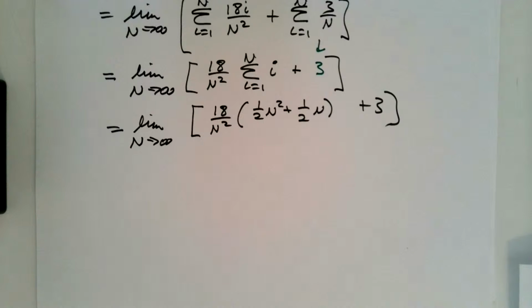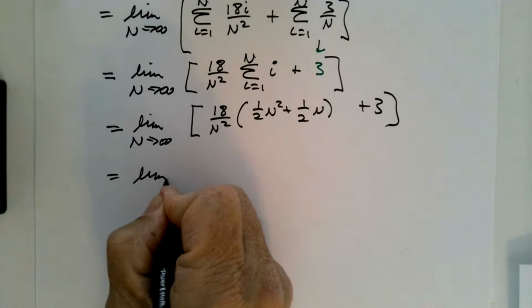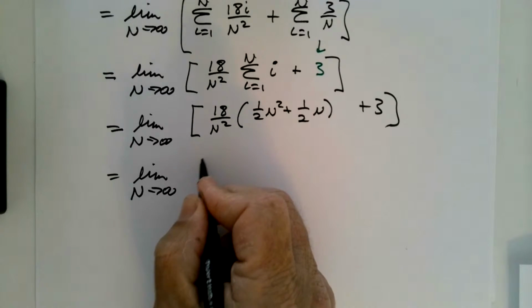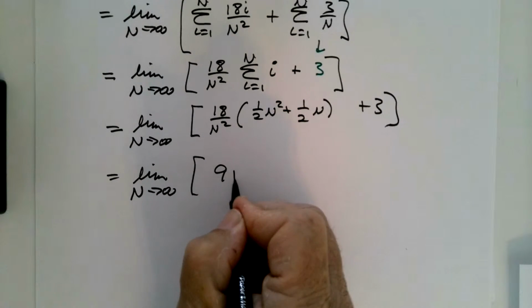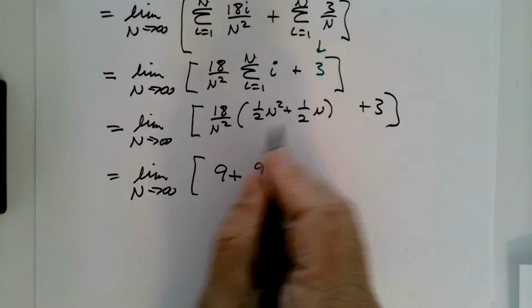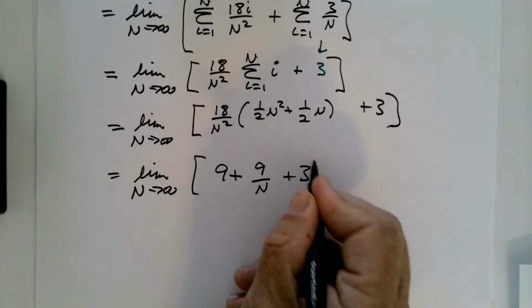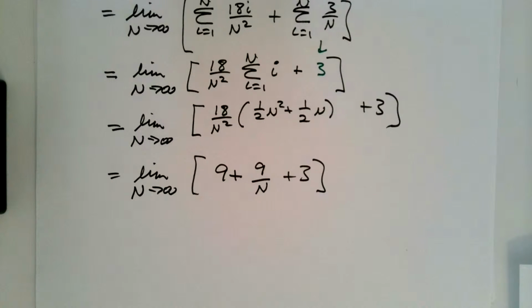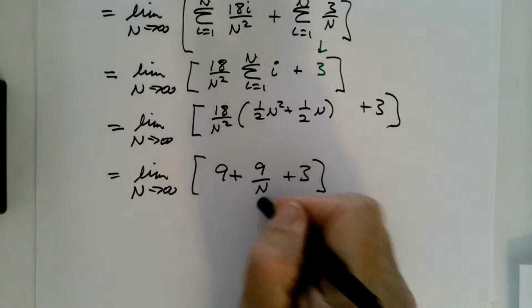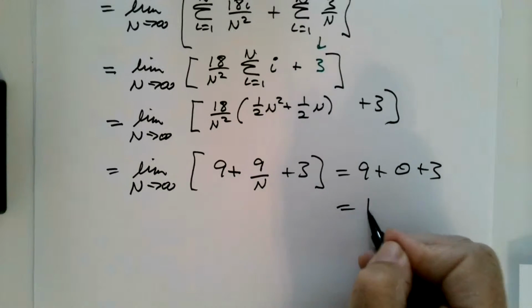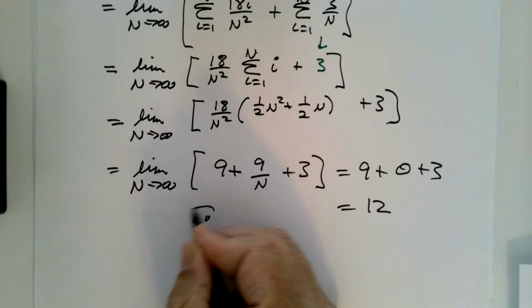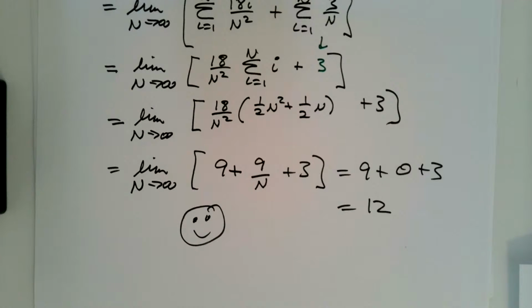So what do we have? Limit as n goes to infinity, 18 over 2 is 9, n squared, that goes away. 18 over 2 is 9 n over n squared. As n goes to infinity, what happens to this? 9 over a very large number goes to 0. So this is 9 plus 0 plus 3, which equals 12, which makes me very happy. That's exactly what I thought it would be, because we did it with geometry, and that was the answer that we had.